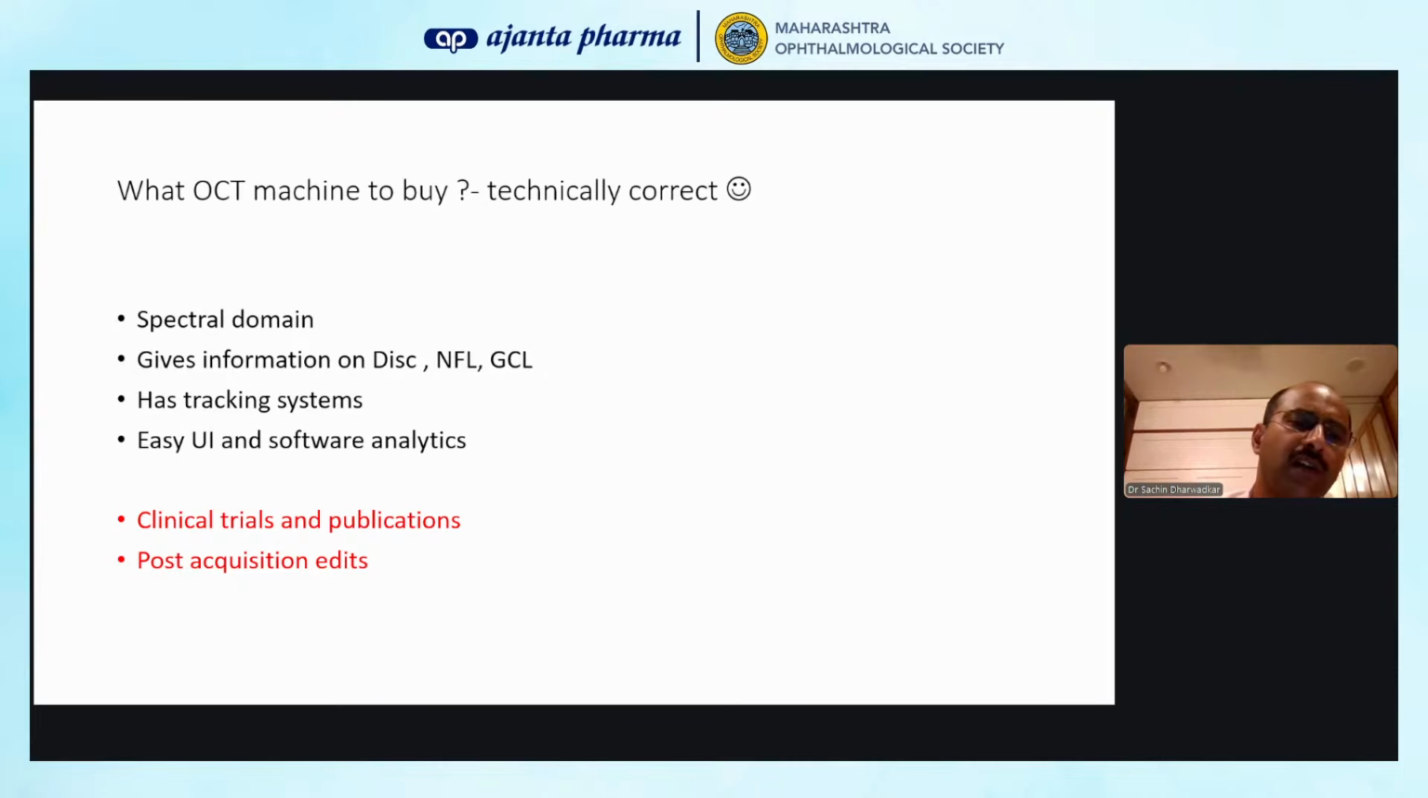In addition, if you have clinical trials and publications to support the use of a particular machine, it's very good. And if you can do post-acquisition edits on the image, then it is extremely useful. That comes more into the technical part of the imaging, which is actually the most important thing, because analysis is as good as the acquired image. We can talk about that in detail some other time, but you should grossly understand that to buy an OCT machine, all these points have to be covered.